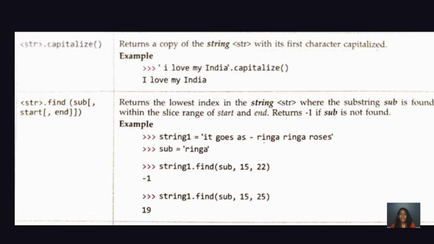We have many built-in functions that we use with strings. The first one is str.capitalize. Basically, it makes the first letter or first character of a string capital. The second one is str.find. Under find we have sub, start and then end. It returns the lowest index in the string str where the substring sub is found within the slice range of start and end, and returns -1 if sub is not found.